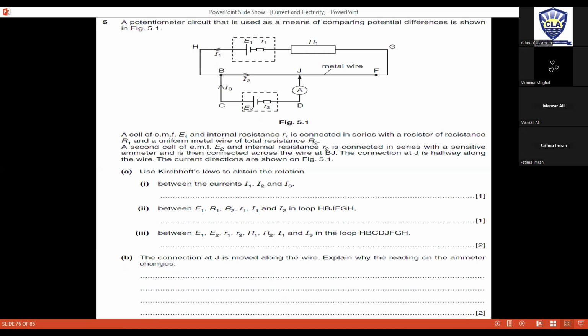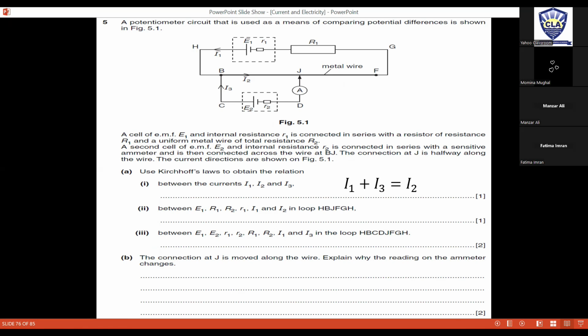Okay, now we again have a slightly complicated circuit, but just keep in mind clearly what Kirchhoff's laws are. So I1 is entering point B, I2 is leaving point B, and I3 is also entering point B. It will be I1 plus I3 is equal to I2.